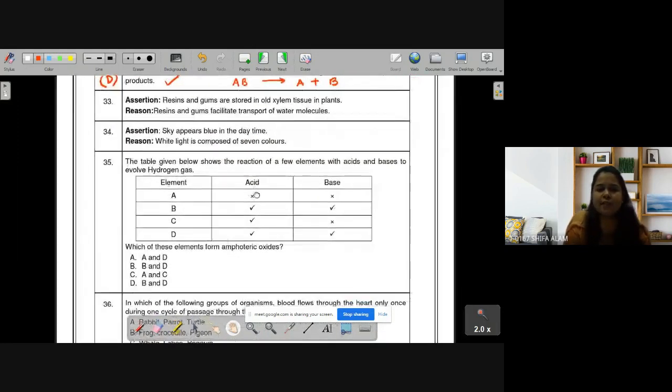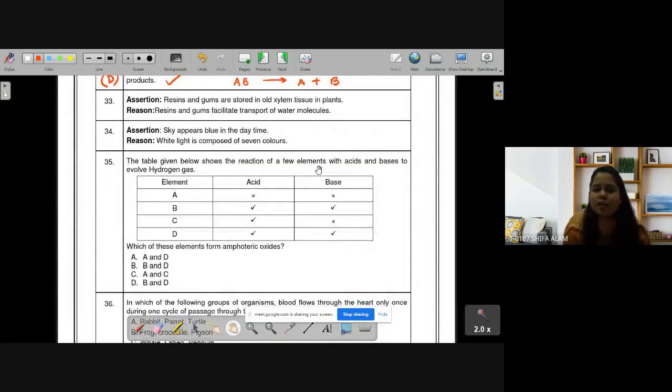Question 35 says that the table shows the reaction of a few elements with acids and bases and it evolves hydrogen gas. So these 4 elements A, B, C, D, when treated with acid and a base, release hydrogen gas. The question that they are asking is which of the following is an amphoteric oxide?